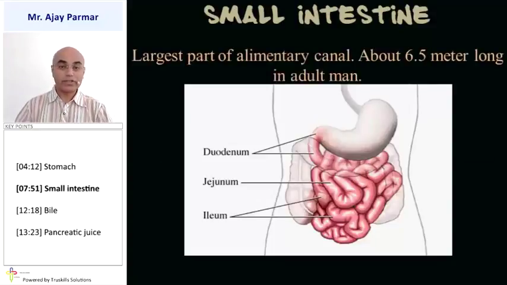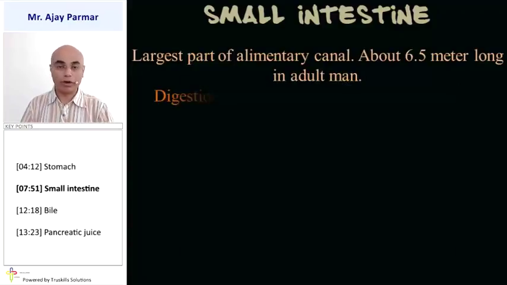Small intestine. It's the largest part of our alimentary canal. Now let me tell you that the length of the small intestine depends on what type of animal it is. If it is a herbivorous animal, it has to digest cellulose also. That means the small intestine will be much longer as compared to ours, which is approximately 6.5 meters long. Whereas carnivorous animals don't have to digest cellulose. Therefore, the length of their small intestine would be much less as compared to, in fact, our body also. But in an adult human male, it would be approximately 6.5 meters long.